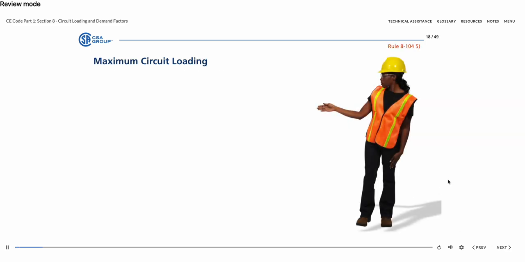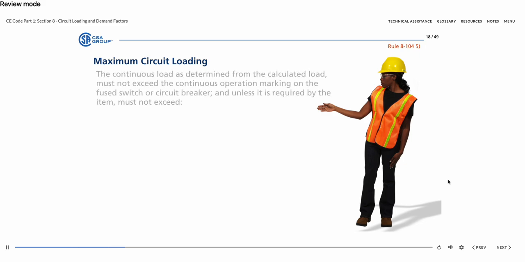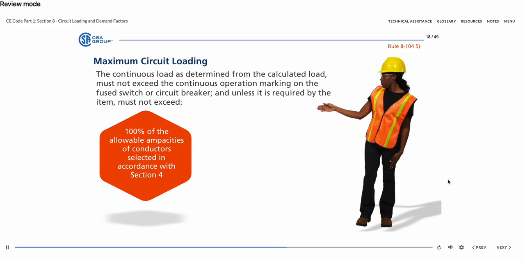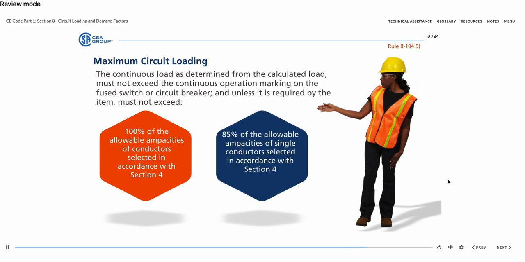Where a fused switch or circuit breaker is marked for continuous operation at 100% of the ampere rating of its overcurrent devices, the continuous load as determined from the calculated load must not exceed the continuous operation marking on the fused switch or circuit breaker, and unless it is required by the item, must not exceed 100% of the allowable ampacities of conductors selected in accordance with Section 4, or 85% of the allowable ampacities of single conductors selected in accordance with Section 4.